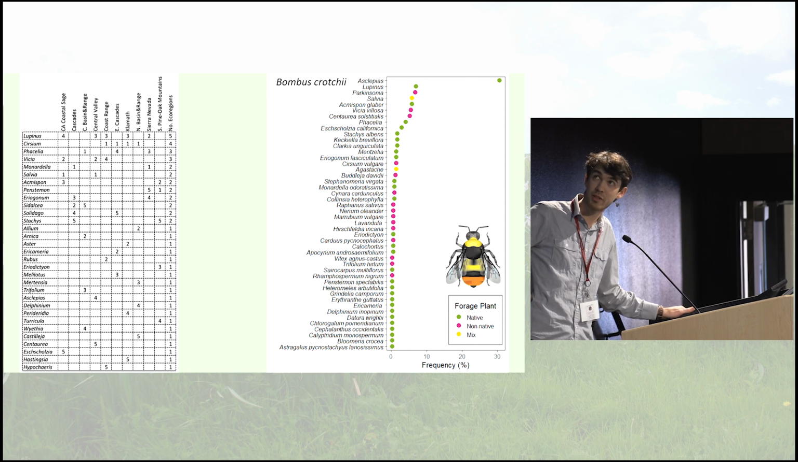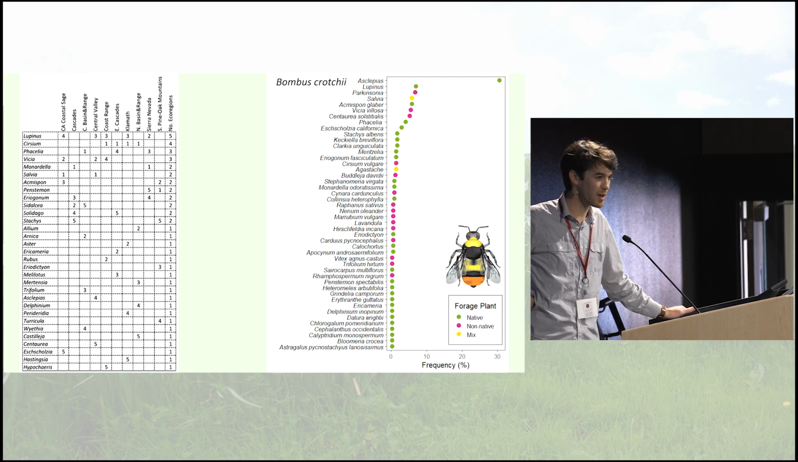And then circling back to Crotch's bumblebee specifically, milkweed is by far the most important plant for them, especially for the males in the late season.